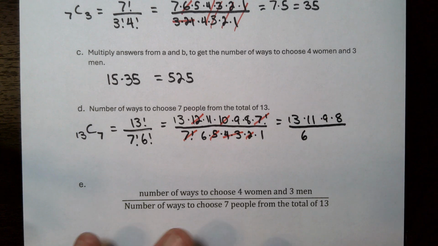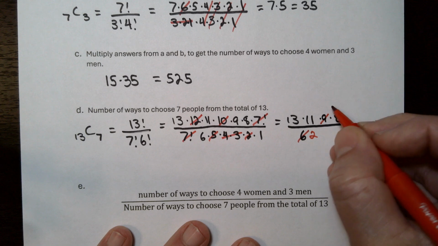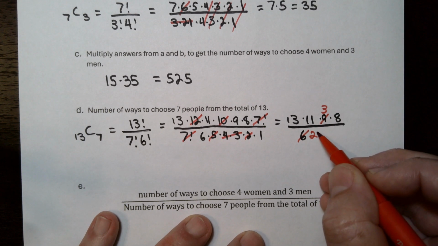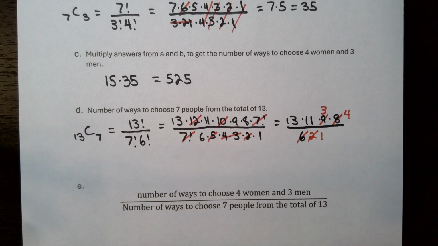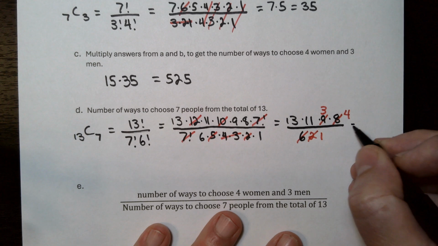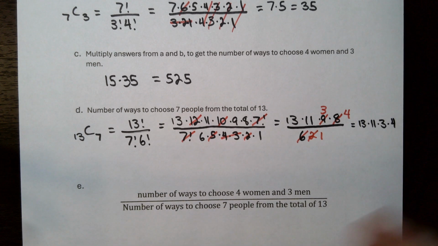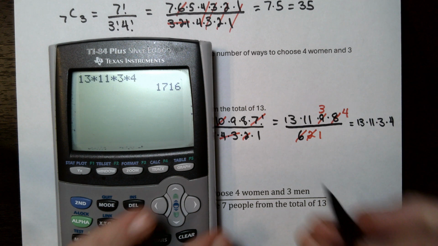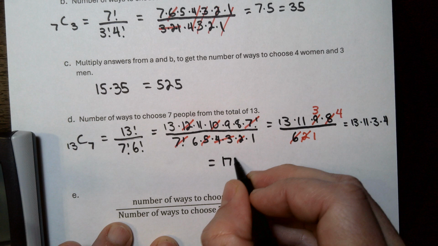Okay, so 6, we could divide it by 3. Divide it by 3, you get a 2. Divide this one by 3, you get a 3. And then the 2 and the 8 can reduce. Divide it by 2, you get a 1. Divide this one by 2, you get a 4. Okay, so what's left is 13 times 11 times 3 times 4. Let's go to our calculator. 13 times 11 times 3 times 4. Okay, 1716. Okay, so that will be the answer here.